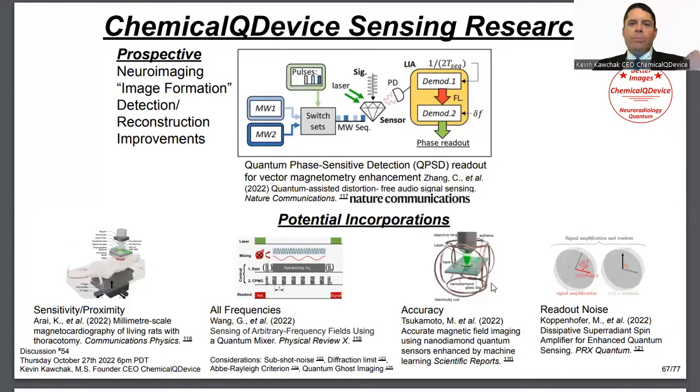So here's the sensing option. I'm really impressed by this QPSD paper. It was used for noise reduction on audio waves, but it can also be done for vector magnetometry. And anytime they're saying distortion-free, the article title is called Quantum Assisted Distortion-Free Audio Signal Sensing. And the bottom articles, especially the one in the lower left, they did a phenomenal job.